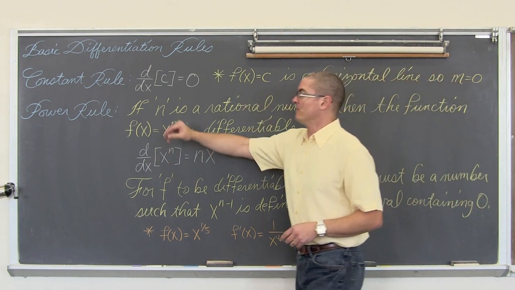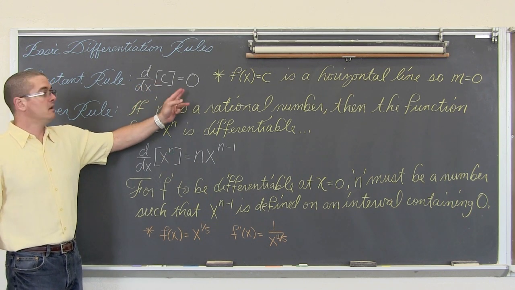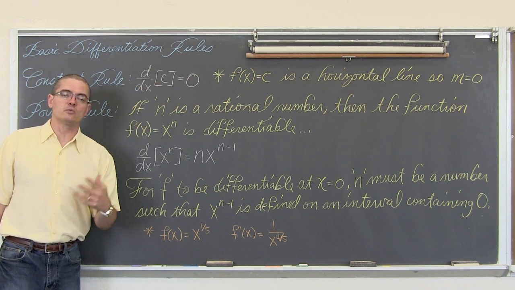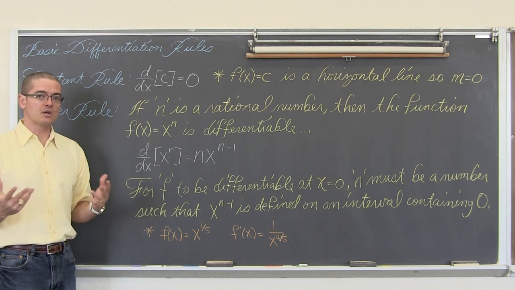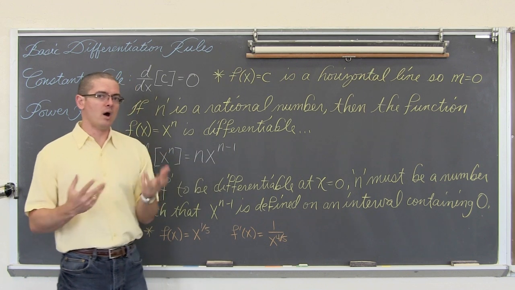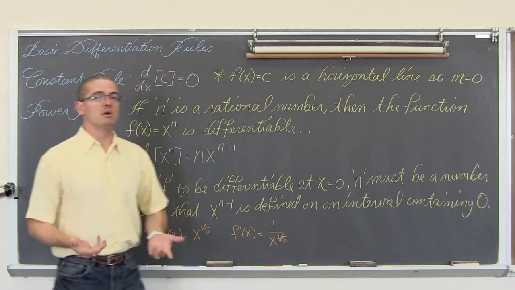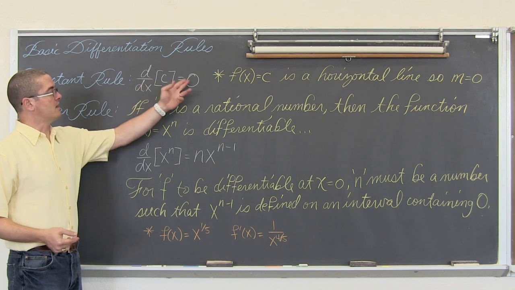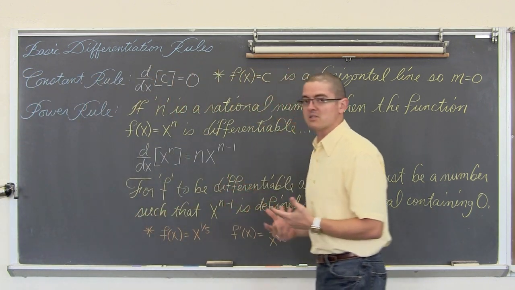The constant rule. The derivative with respect to x of a constant c is equal to 0. And let's not forget the derivative will give us the slope of a curve or a linear function for that matter. And f of x equals c, like y equals 4, is a horizontal line. Well, horizontal lines have a slope of 0. So thus, the derivative of a constant is equal to 0 because derivatives are basically slope.